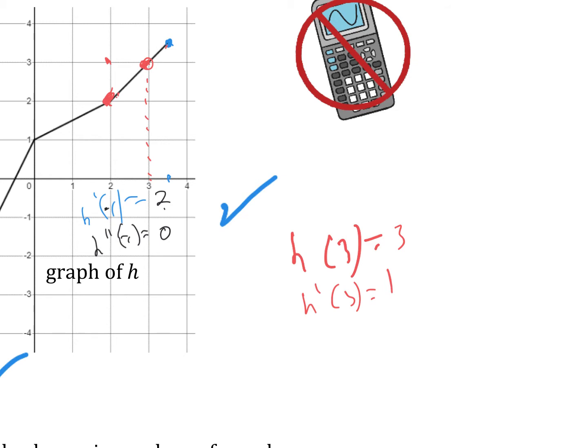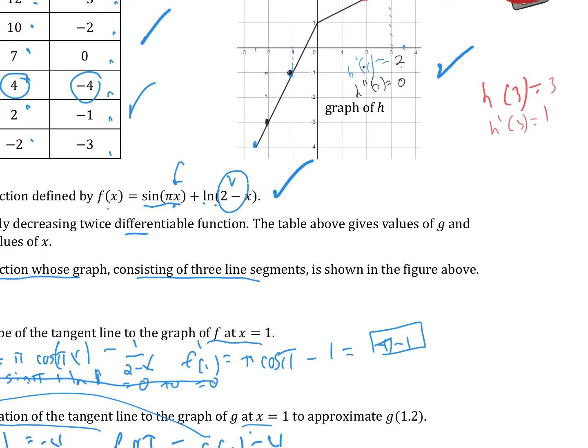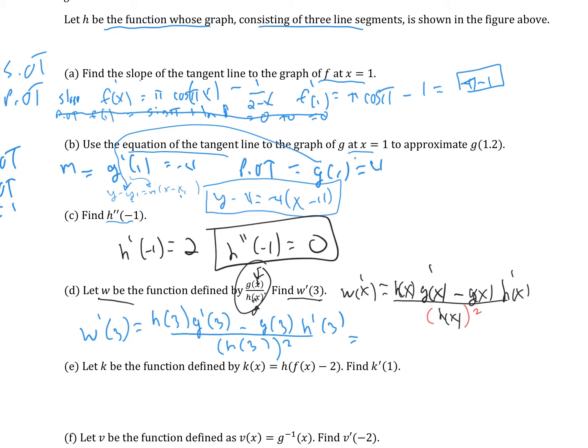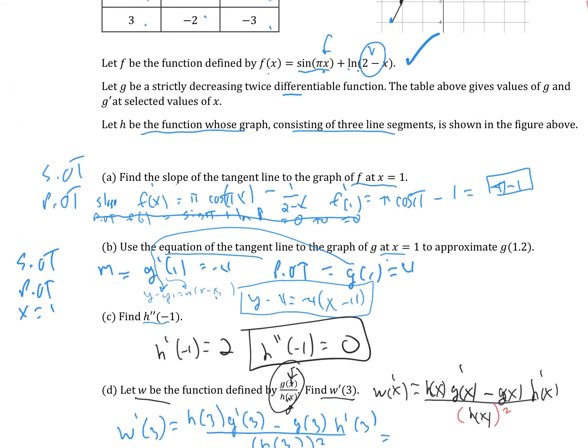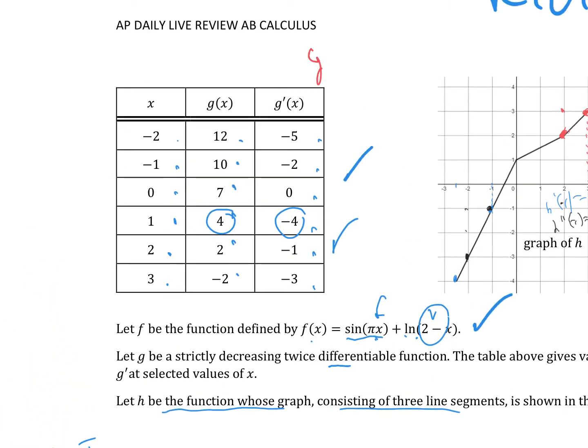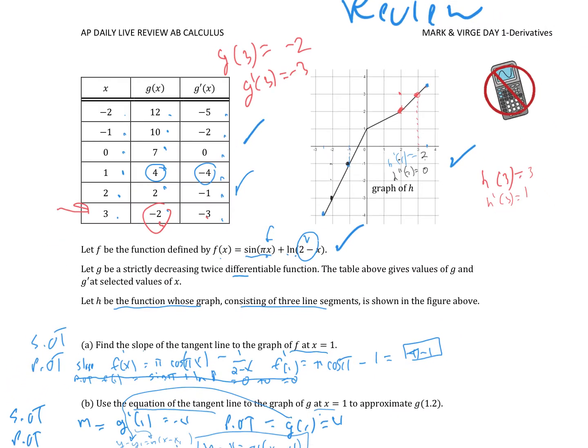And what other function was I using? If I go back down, I'm also using a lot of g's. So why don't I go to g right now? And what do I identify? g of 3. g of 3 goes down to here, is a negative 2. g prime of 3, while I'm down here, is a negative 3. Well, I maintain I have every value I need now to plug into that.